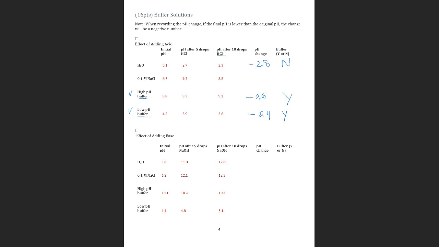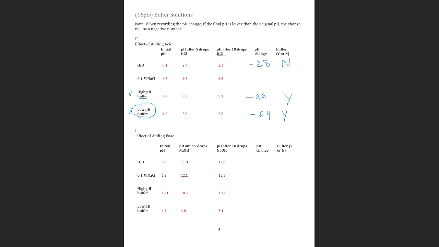The one that says low pH buffer is more effective when you add acids. So here, the pH change, they're both buffers, but the pH change is a little lower because this is a buffer that is for acids. This is just an extra point. They don't ask you about that.